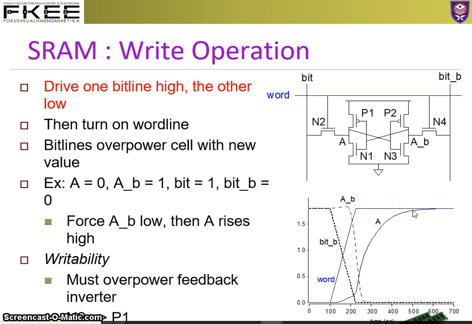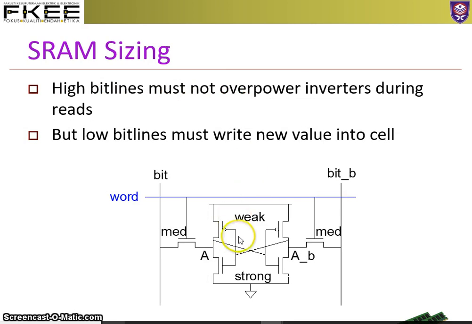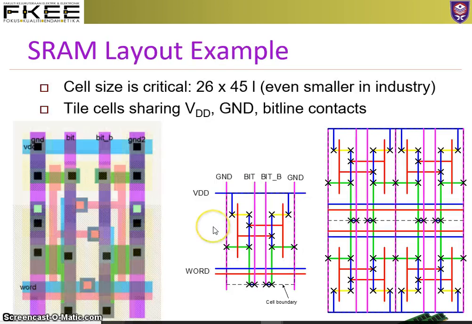In terms of sizing, for the 6T cell, we have different sizes. For the transistor that is connected to the word line, it is a medium size. But for the P transistor over here, we can have a weak size, and for the N it must be a strong size, meaning that it is bigger compared to this one. This is an example of the layout.